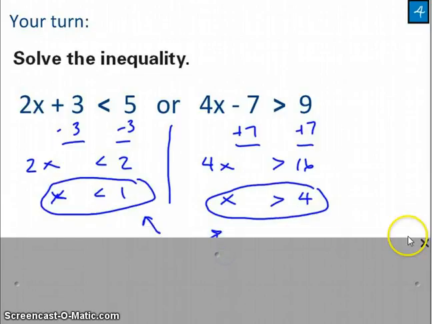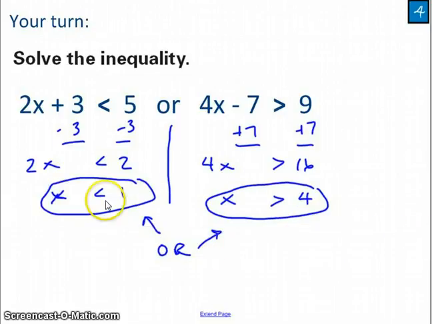So on the left you should have ended up with x is less than 1. On the right you should have ended up with x is greater than 4. And you should have recognized that the answer is an OR. Both of these could apply.